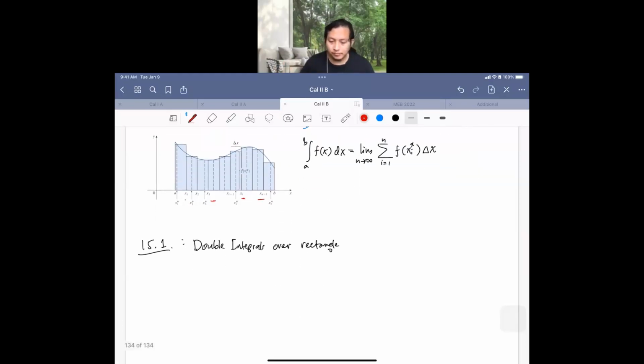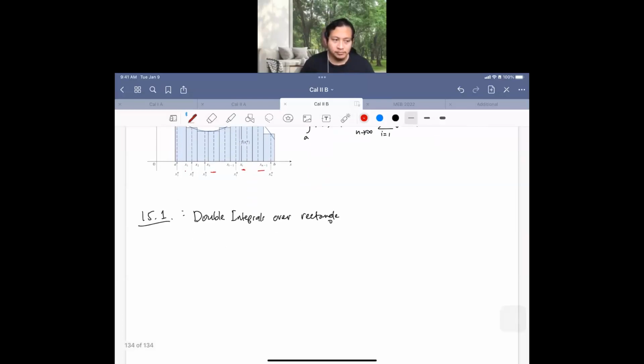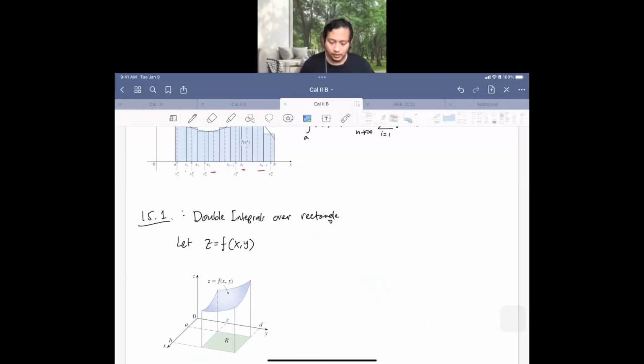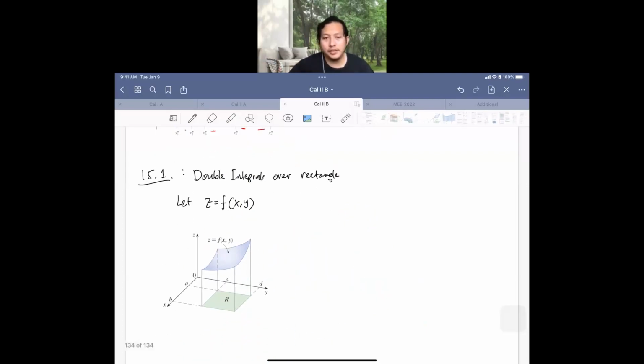Okay, now looking at the double integral, let our function of two variables equal z, and let me put another picture to make it clearer. Okay, so the first introduction is we are going to look at how this surface z equals f(x, y) will be projected onto the xy plane.